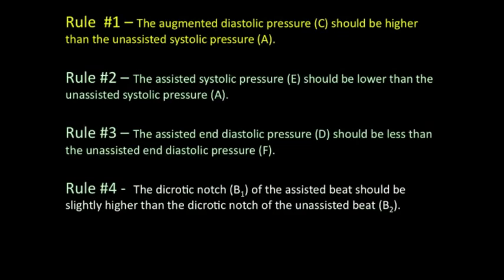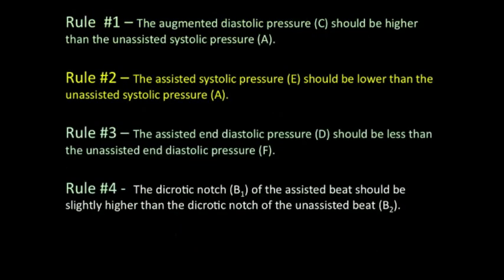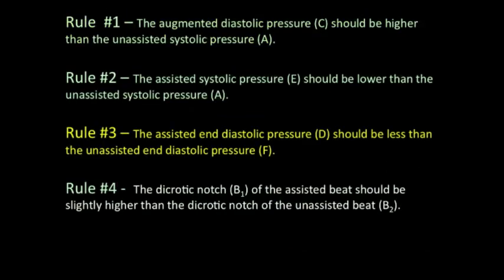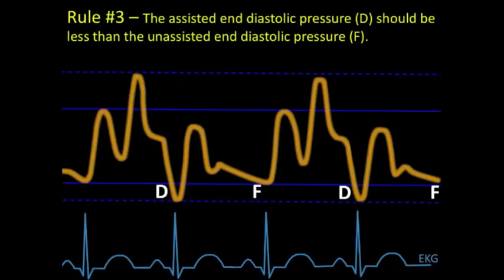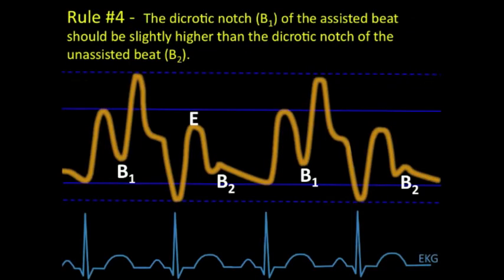Rule number 1, the augmented diastolic pressure should be higher than the unassisted systolic pressure. Rule number 2, the assisted systolic pressure should be lower than the unassisted systolic pressure. Rule number 3, the assisted end diastolic pressure should be less than the unassisted end diastolic pressure. And finally, rule number 4, the dicrotic notch of the assisted beat should be slightly higher than the dicrotic notch of the unassisted beat.